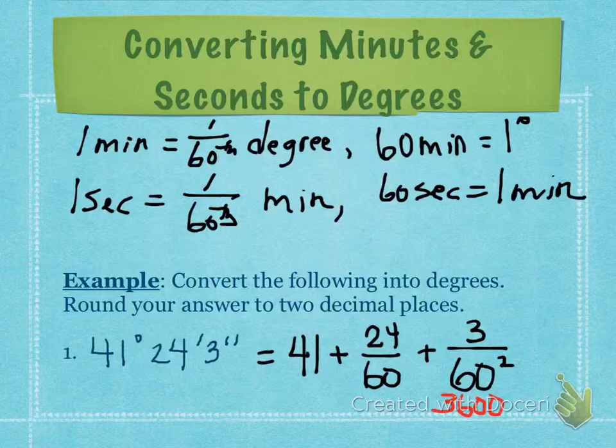So why did I get 60 squared? Well, I had to put it over 60 one time to turn it into minutes, right, because it was in seconds. And I have to put it over 60 again to turn it into degrees. So that's why the 60 is there twice, so we have 60 squared.